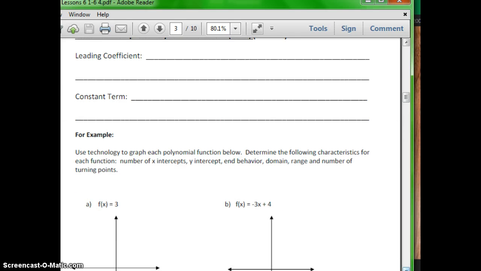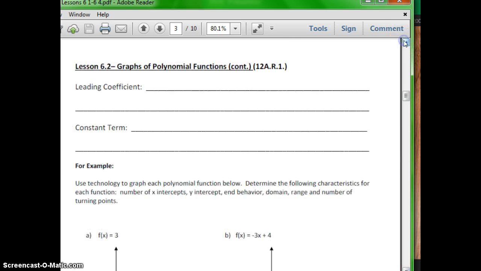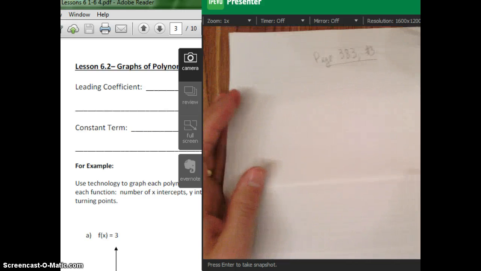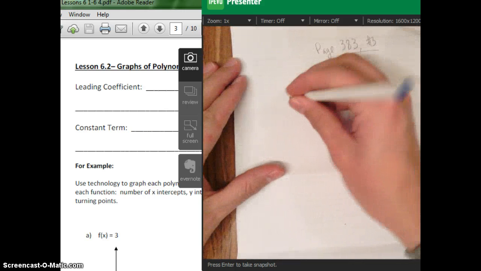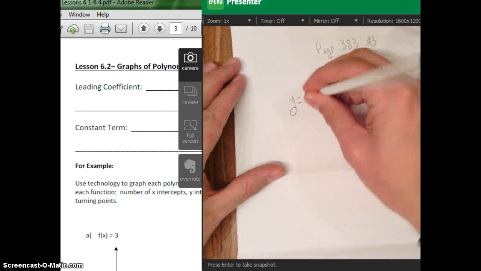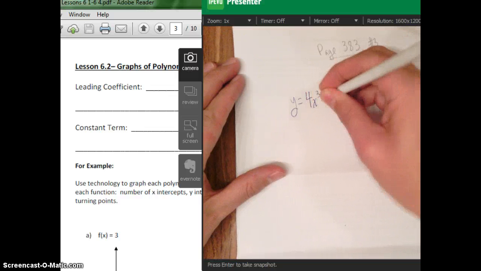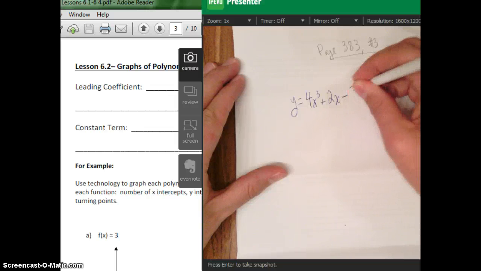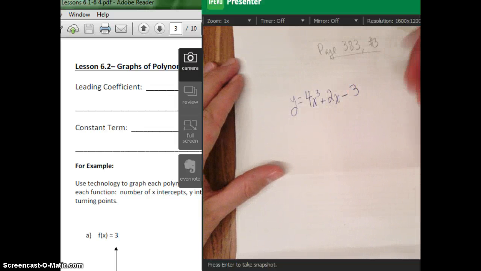Okay, so there are two words that we need to learn here: leading coefficient and constant term. I'm going to take a moment to write out a random polynomial function on the scrap paper. Let's see. y equals 4x squared plus 2x minus 3. It's just some random function.